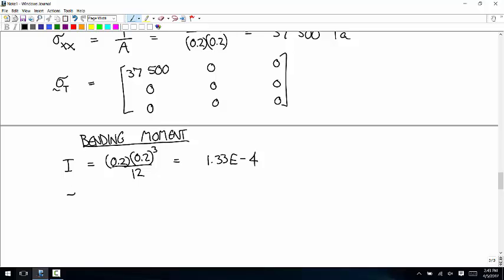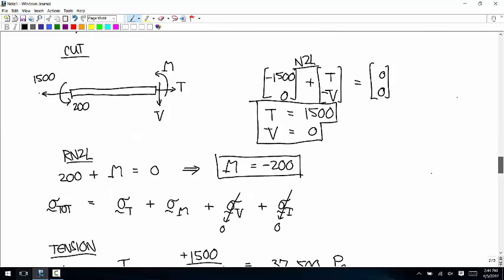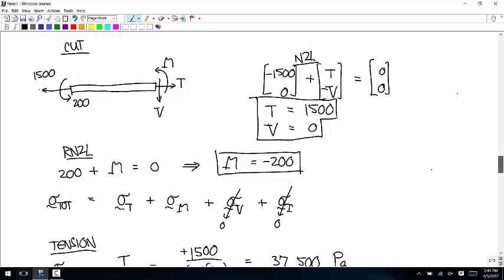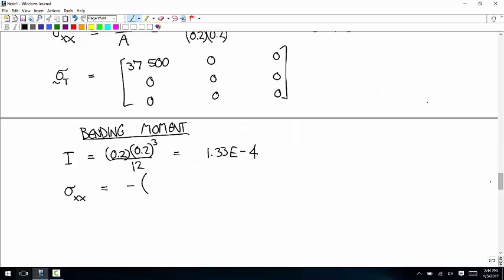And so then the stress due to bending is negative times the bending moment. What was that, positive 200? Negative 200? Positive? Negative. So negative from the formula, then negative 200 for M. And then we're trying to write it as a function of y, and then divided by 1.33 times 10 to the minus 4.